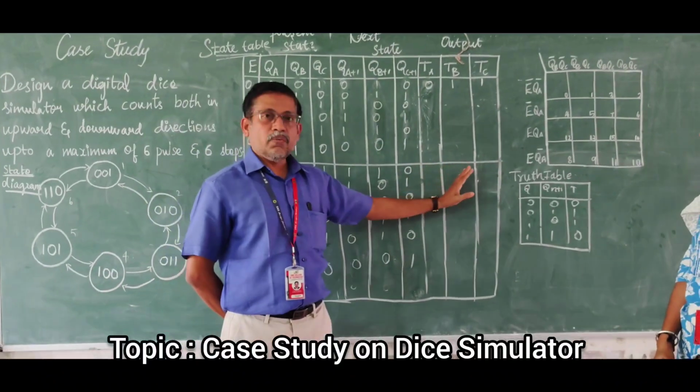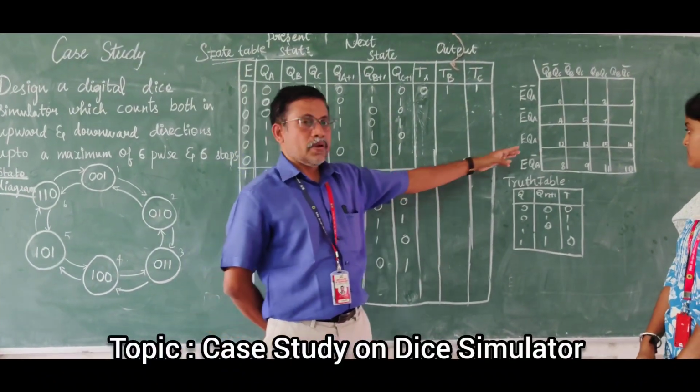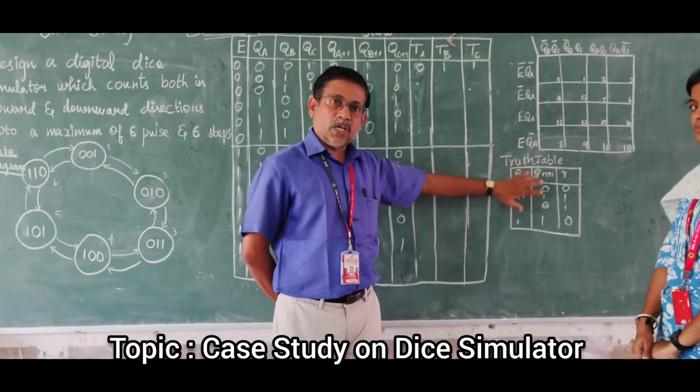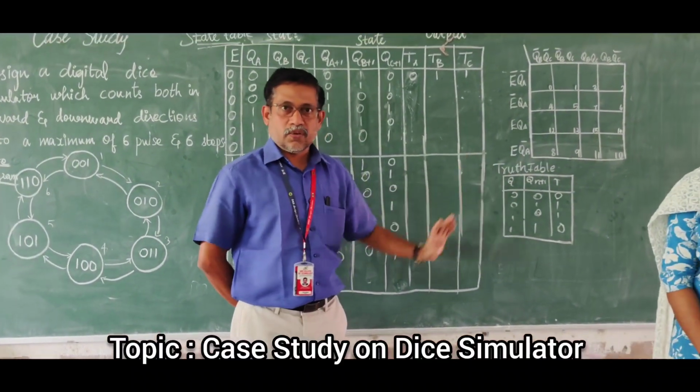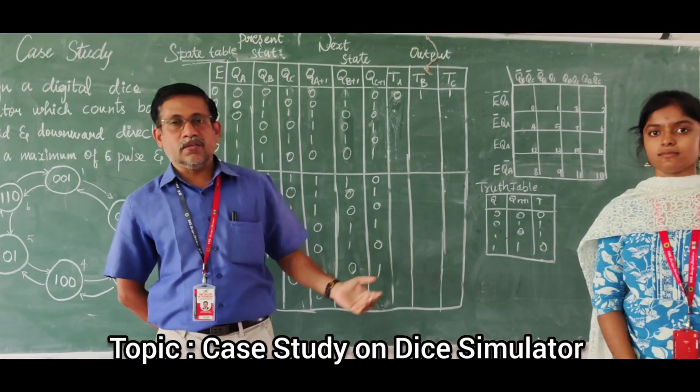After this excitation table, we have to minimize with the help of a K-map and derive the expression for drawing the logic circuit. The next step is carried out by another method.